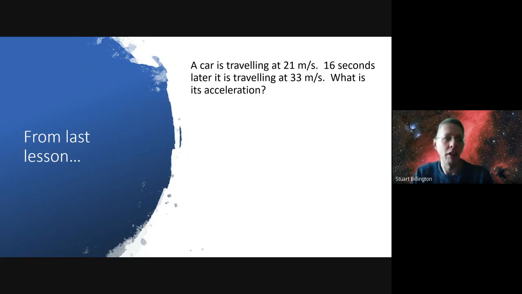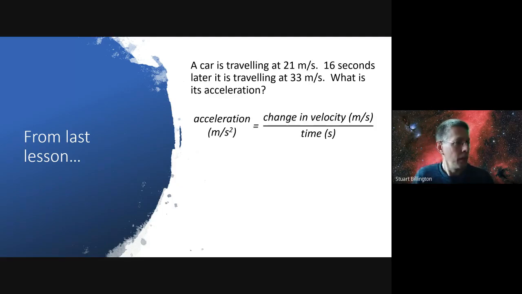A car is traveling at 21 meters per second, and 16 seconds later, it's traveling at 33 meters per second. Could you please tell me what its acceleration is? And pop it onto Spiral when you are ready to do so. I'm going to give you what you want, 60 seconds. So let's have a little look at how to do it.